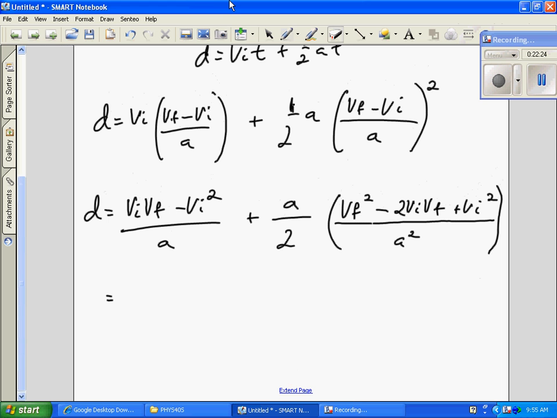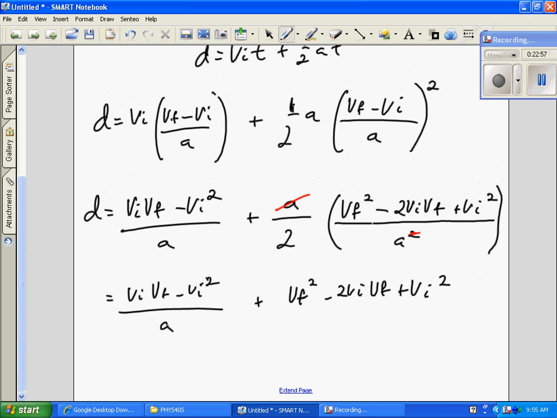Now over here, I'm not going to do anything. I'm just going to rewrite the left-hand side because I'm not ready yet to do anything over here. Okay? Now here's where we're going to cancel our a's. I got an a up top and I got an a squared, right? So I can get rid of that one and I can get rid of the squared. And I'm going to write this now as plus Vf squared. I'm going to rewrite the top: minus 2 Vi Vf plus Vi squared. And that's all going to be over 2a.